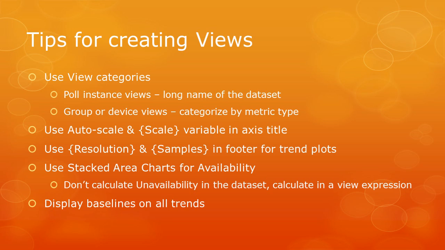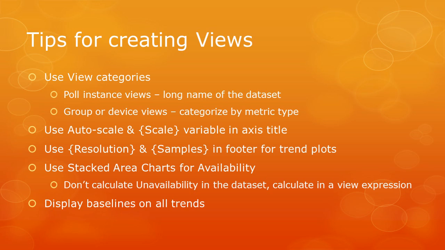Tip number 2, use auto scale and the scale variable in the axis title. This is really handy, especially if you're doing something like bits or bytes or anything that has a unit associated with it. If you use the auto scale and scale feature, then the y-axis will automatically add the kilo or the mega or the giga in front of the unit so that it's a lot easier to understand what numbers are there. Tip number 3, use the resolution and samples variables in the footer of trend plots. If you've got a trend plot, put resolution and samples down there so that you know exactly how many data points you're talking about and at what resolution they are.